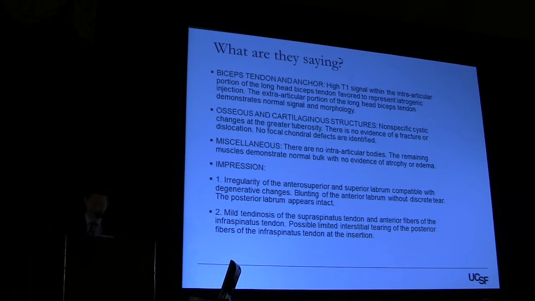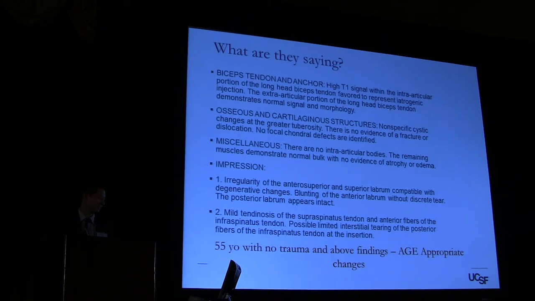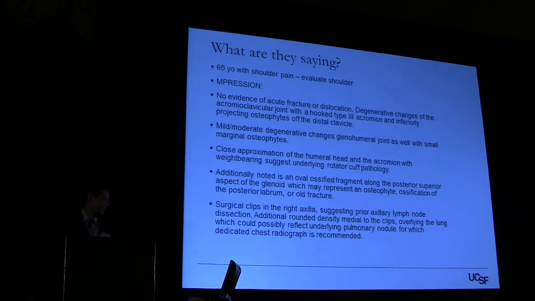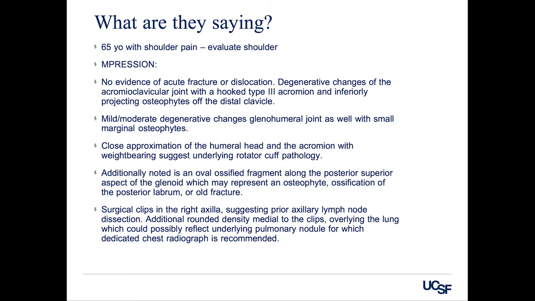Okay, so what's this report say? Nothing. So everything is pretty much normal for this guy, 55-year-old without trauma. Okay, so you have to keep in mind what's normal and what's abnormal, and that'll help you interpret these. Okay. Here's another one, a 65-year-old with shoulder pain, and we said, just evaluate the shoulder for us, please.